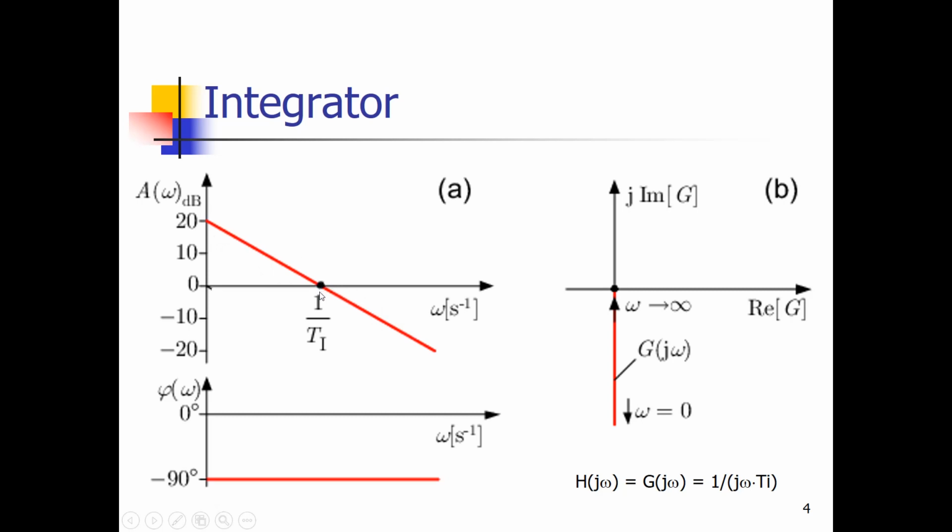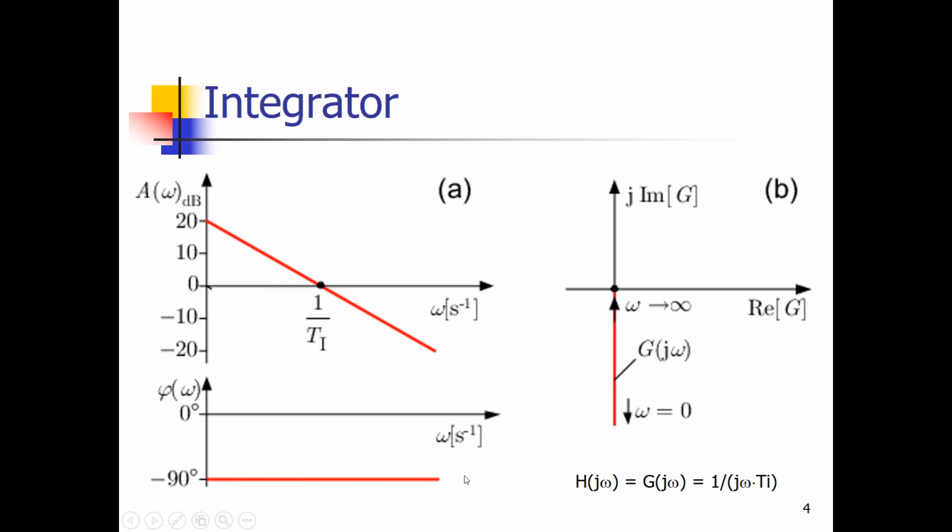And here at the crossover frequency of 1 over Ti, because in this example my transfer function is 1 over j omega times Ti, my amplitude is 0 dB. And we have seen that the phase for all frequencies is minus 90 degrees.